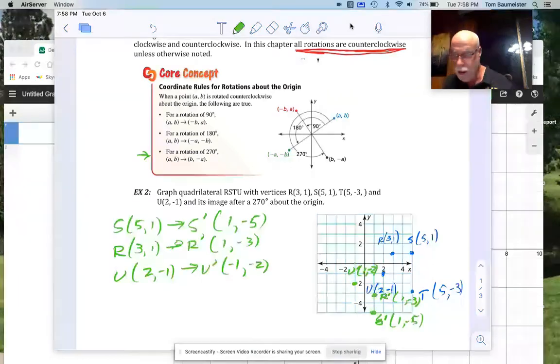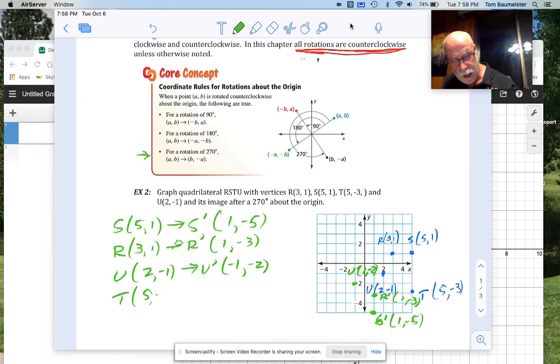And then finally, what's the last one? T is at 5 and negative 3. So it'll go to negative 3, negative 5. And again, connect the dots. Oh, I forgot to connect the dots on the first one there, didn't I?